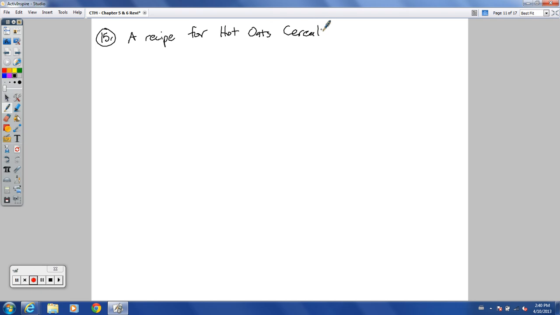I don't know if that sounds very good to me. Hot oats cereal? Why don't you just call it oatmeal? Whatever. Calls for 2 cups. That isn't cereal, that's oatmeal. What are they talking about? 2 cups of water. And for 1/3 cup. Why is 1/3 way over there? No idea. 1/3 cup of dry oats.